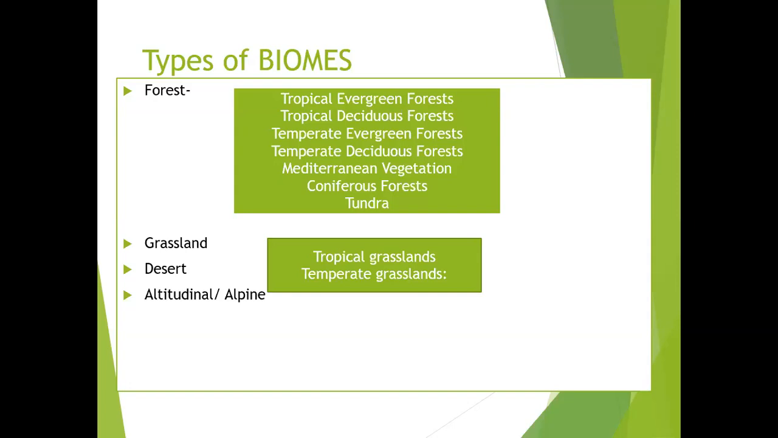Now let's talk about alpine. Alpine tundra is mostly located in the mountains throughout the world at high altitude above the tree line. Tree line is an imaginary line above which no trees are grown. Alpine tundra is found at high altitude above the tree line and just below the snow line of the mountain.